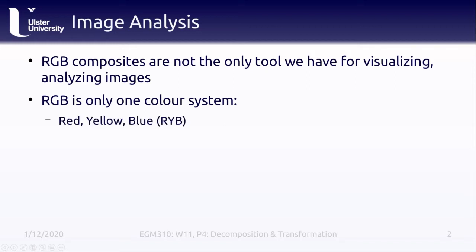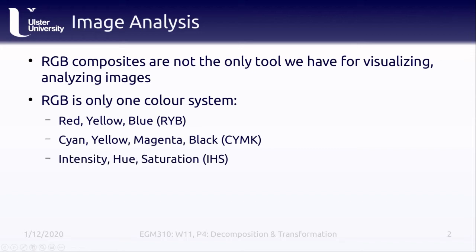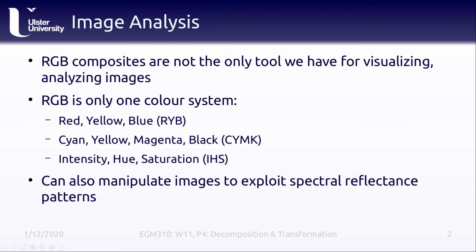You may remember learning about the primary colors in school: red, yellow, and blue. Most printers use cyan, yellow, magenta, and black, or CMYK, to represent color. We also have something called intensity, hue, and saturation. This is common for a lot of digital art and computer graphics, and it can be especially useful for remote sensing. In addition to transforming images into different color systems, we can also manipulate images to exploit spectral reflectance patterns or to try to maximize the differences between different bands.